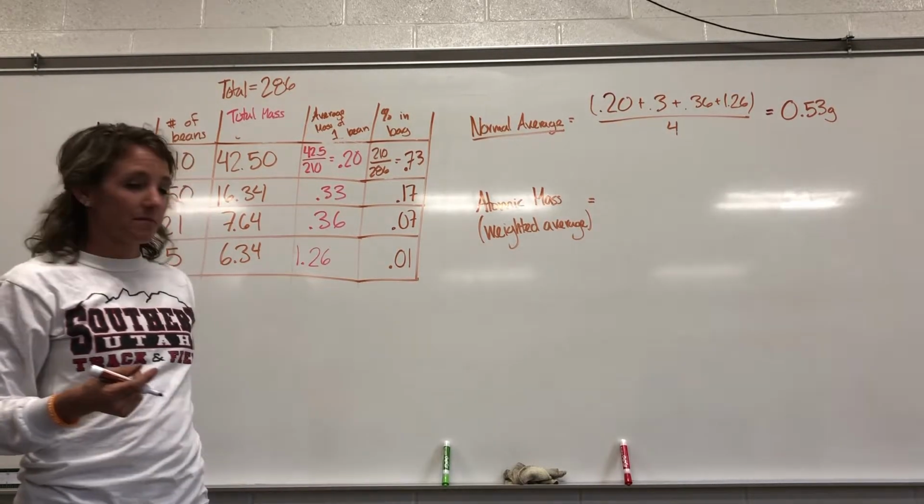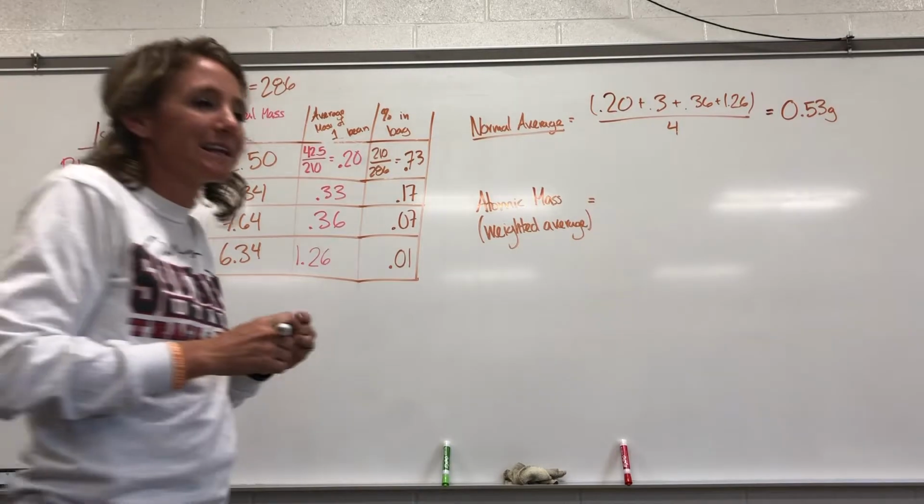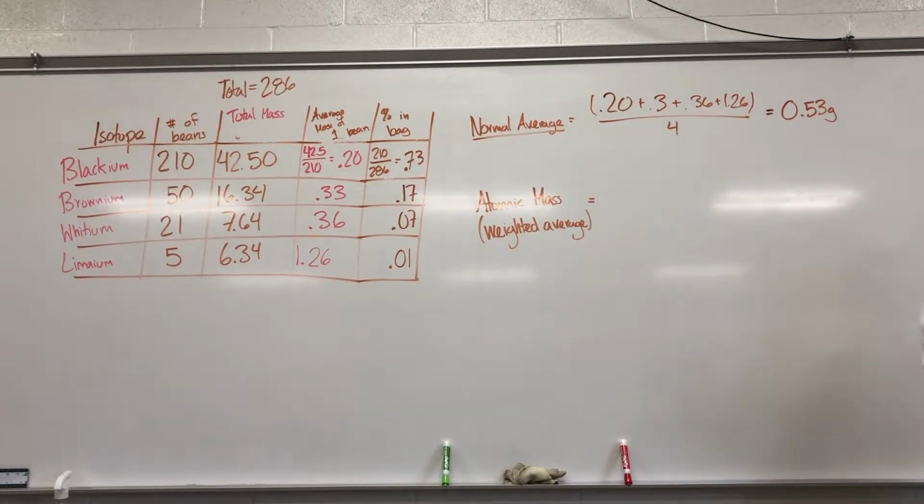Did I type something in wrong maybe? You're 2%. Oh, it's just because of rounding. If I kept more decimals, then it would be more accurate. But good observation there, McKay.